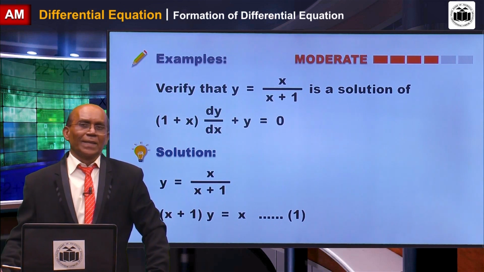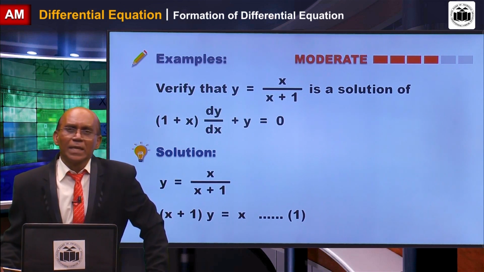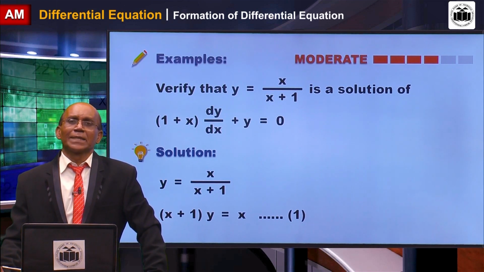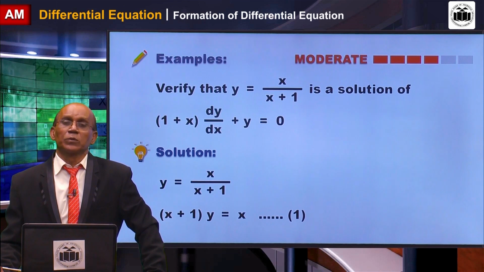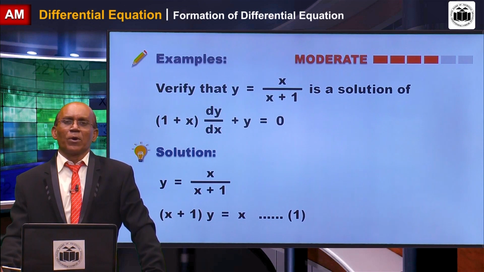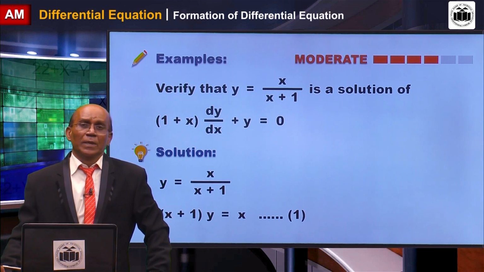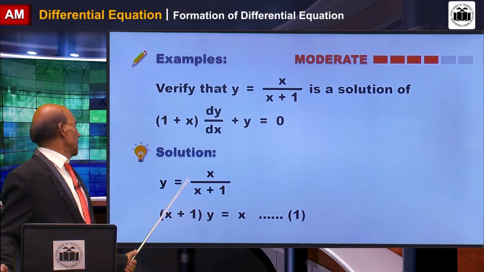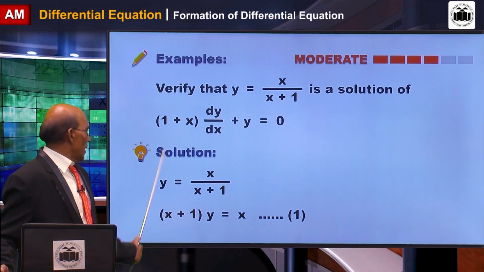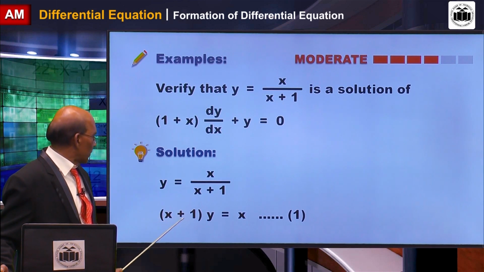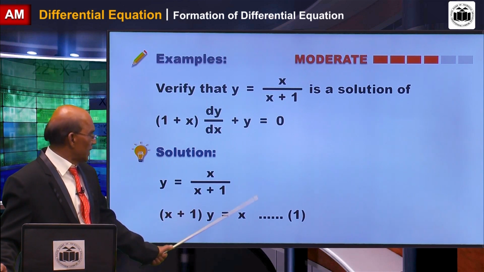Then a moderate example. Verify that y equals x upon x plus 1 is a solution of (1 plus x) dy by dx plus y equals 0. The solution for this one: y equals x upon x plus 1 is the given expression. We can multiply by x plus 1 here, so your expression is (x plus 1) y equals x. This is our equation 1.